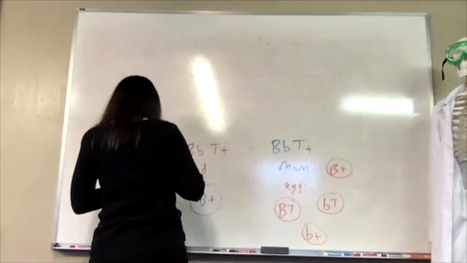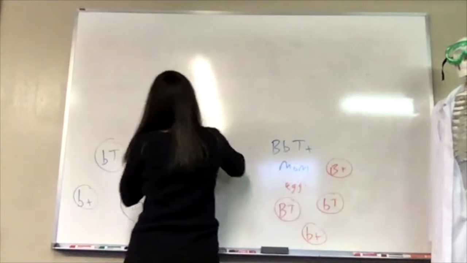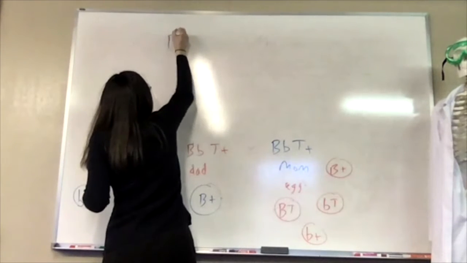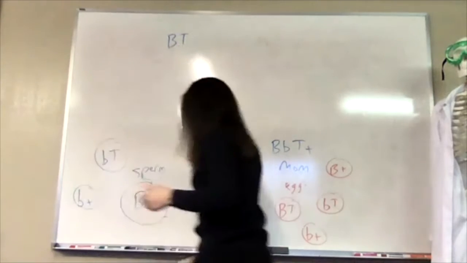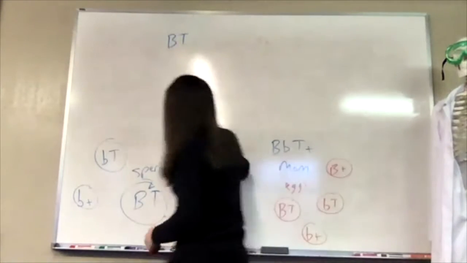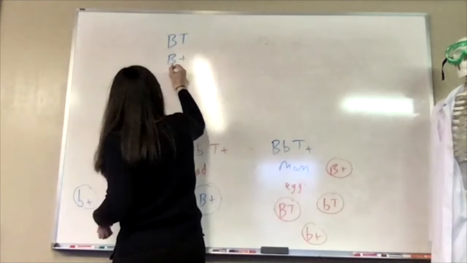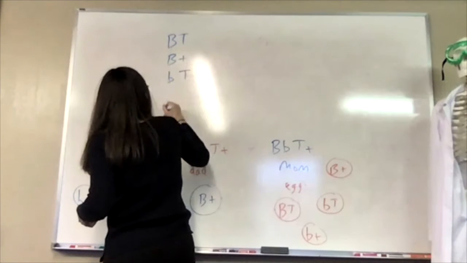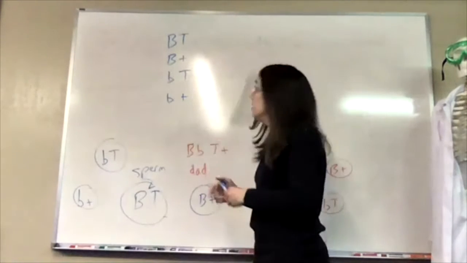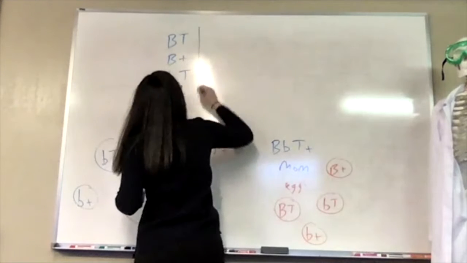So for the dad, I'll have him in blue. We'll put him on the left-hand side. So the dad will just be put down vertically. So the dad could give capital B, capital T. Or he could do capital B, lowercase t, or he could do lowercase b, capital T, or lowercase b, lowercase t. So those are the dad's possible outcomes for the child.